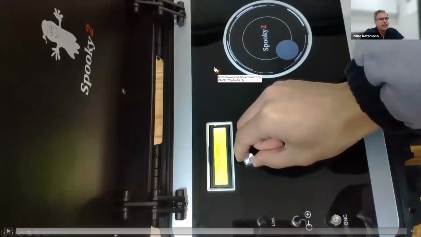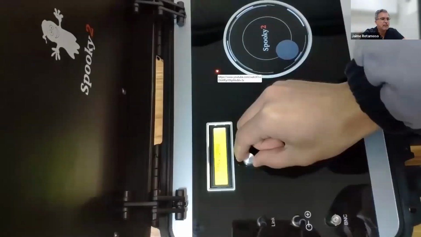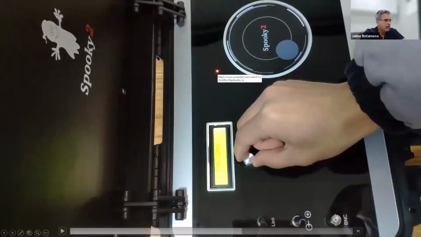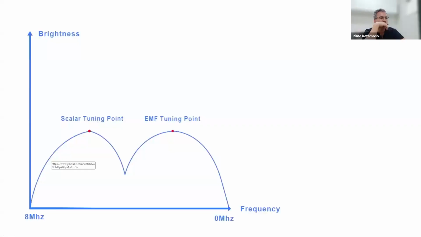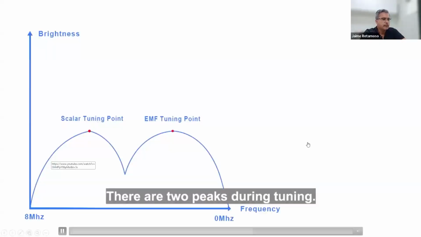So this light here that is in the middle is very important. You look at it, okay, when you are doing this tuning. Very important, okay? So you will see it getting brighter and brighter, and then suddenly it will start also getting dimmer, okay? So there are two peaks during tuning.